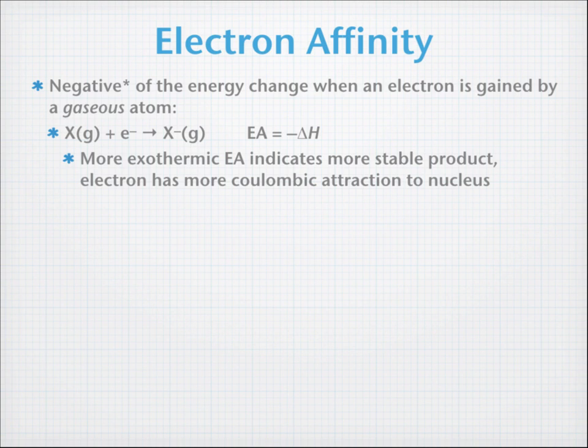And thinking about exothermic again, we're going to remember that an exothermic process makes a more stable product, and it's more stable because the electron that's going in has a stronger Coulombic attraction to the nucleus than something that is less exothermic.